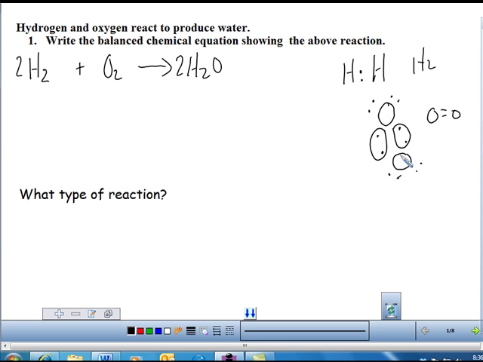And that's what's happening. And yes, that's a review. That's a review of Lewis dot structures, okay? That's a review of electronegativity and molecular geometry and so on and so forth, okay? All of those things you're going to see on the test, all right? So there's the balanced chemical equation right there.